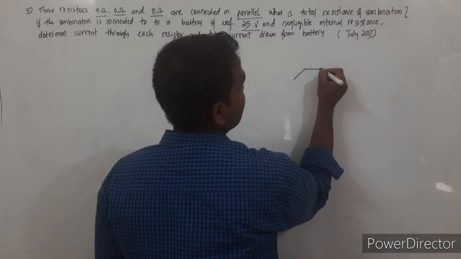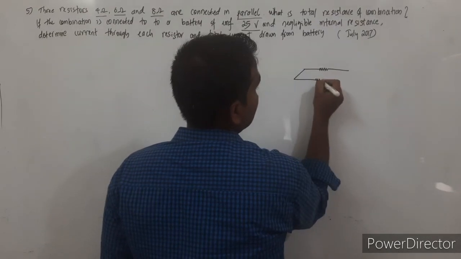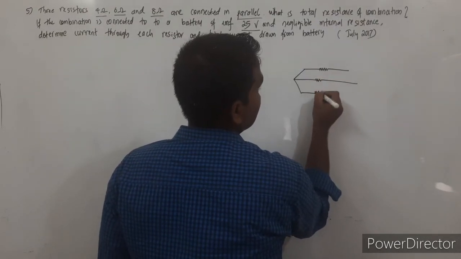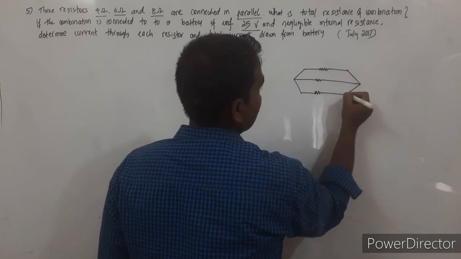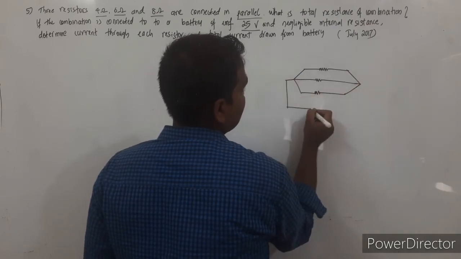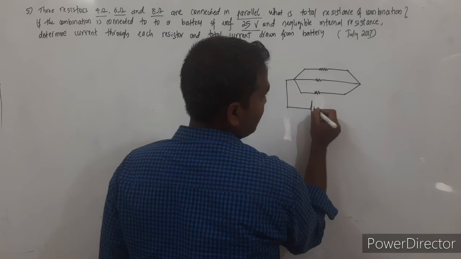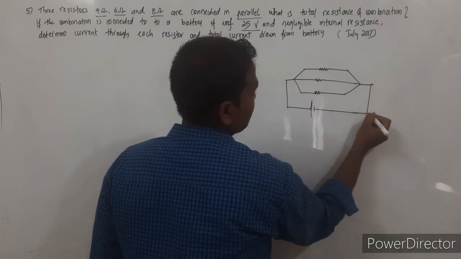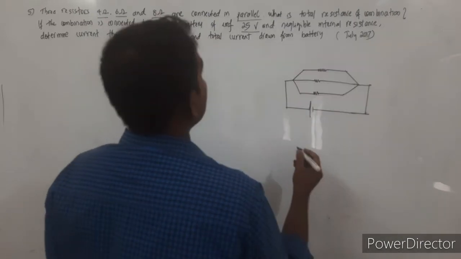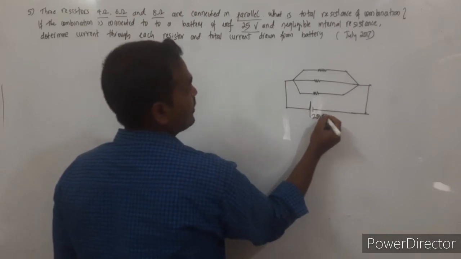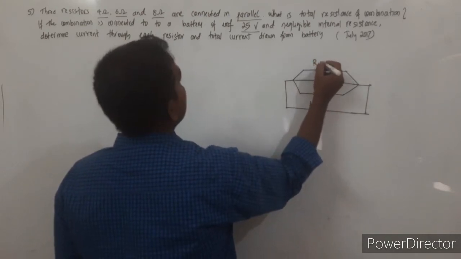Okay, there are 3 resistors which are connected in a parallel combination. Let us connect the left terminal to the positive of the supply. The right terminals are connected to the negative of the supply here. Voltage is equal to what? 25 volt. Okay, let us consider R1.